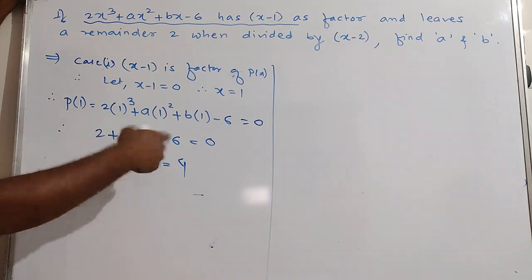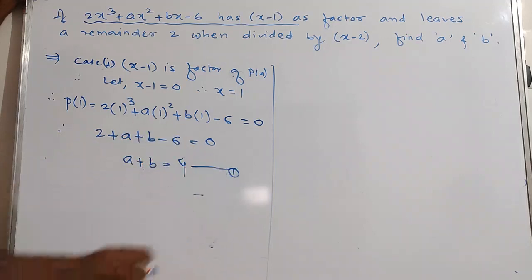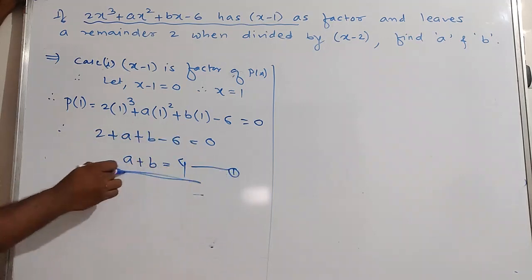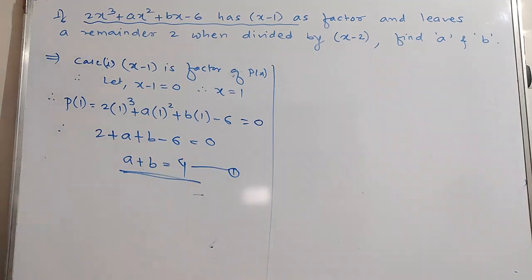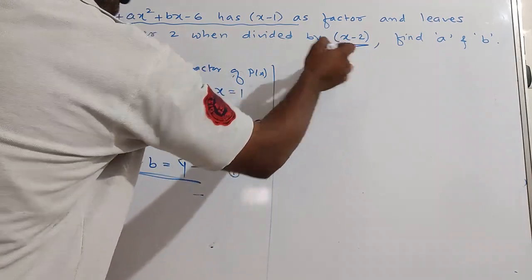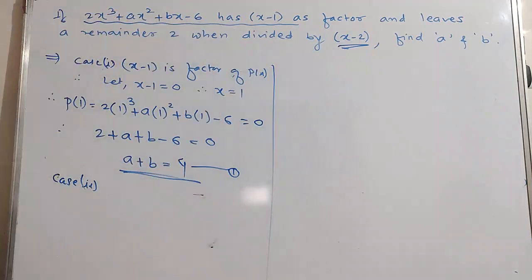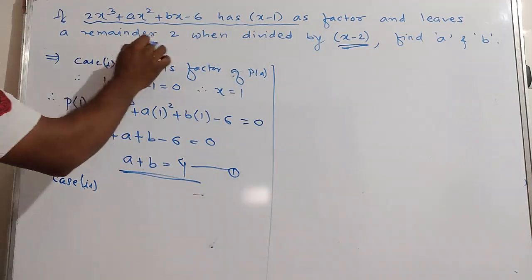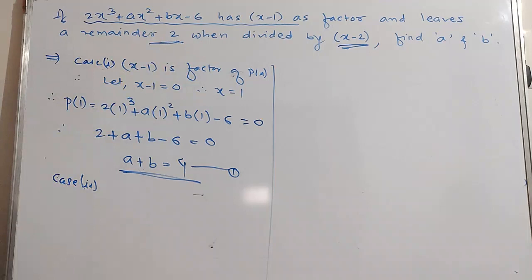so a plus b is equal to 4. This minus 4 will go that side, that will become 4. So here the first statement I got, that is a + b = 4. Okay. In the case second, what is told? If you divide this given polynomial by x − 2, you will get the remainder 2.